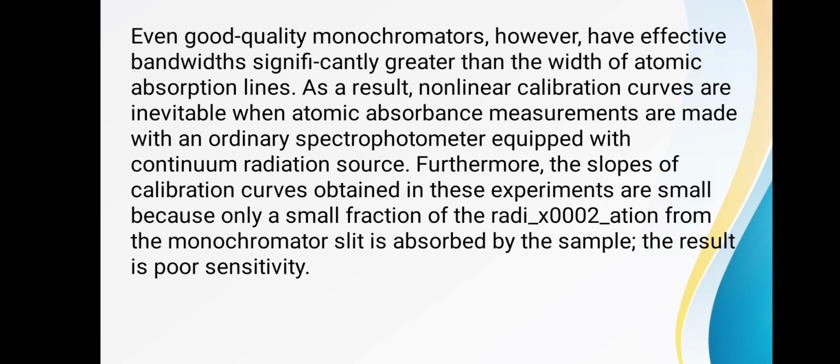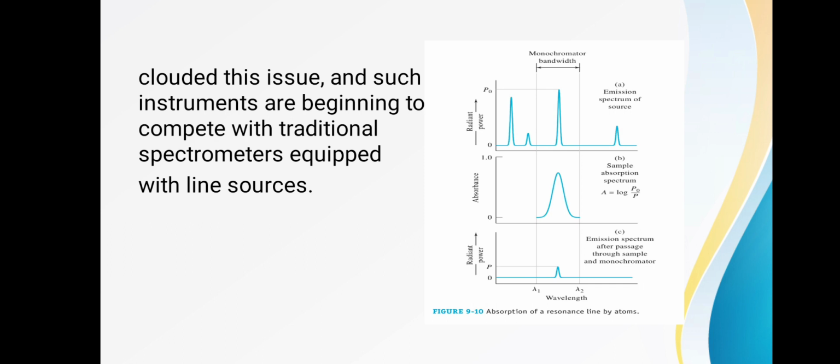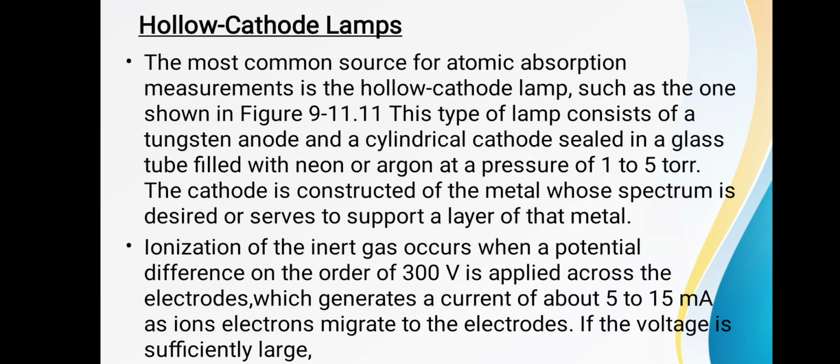Furthermore, the slopes of calibration curves obtained in these experiments are small because only a small fraction of the radiation from the monochromator slit is absorbed by the sample. The result is poor sensitivity. Newer continuum-source instruments have clouded this issue, and such instruments are beginning to compete with traditional spectrometers equipped with line sources. Here you can see the diagram of absorption of a resonance line by atoms.